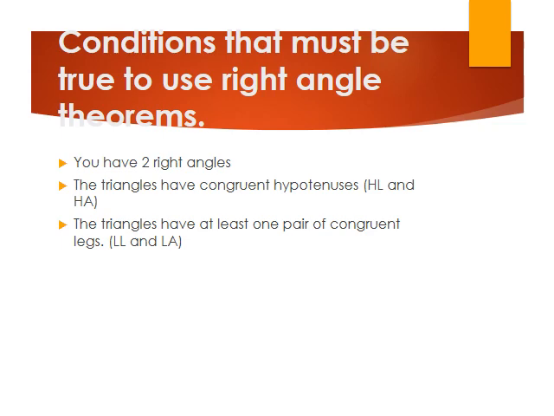So we have conditions that must be true in order to use our right angle theorems. The first is that you have to have two right angles, which makes sense, or right triangles. The triangles have congruent hypotenuses for hypotenuse leg and hypotenuse angle. And the triangles have at least one pair of congruent legs for leg leg and leg angle.